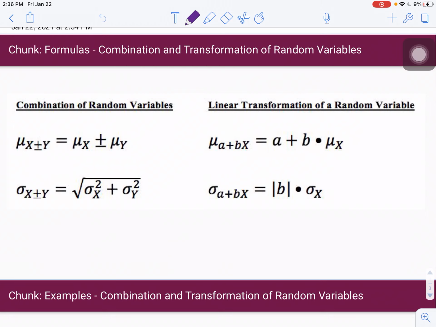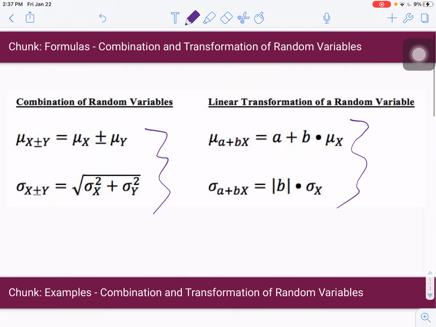Hey, what's up, everybody? I am going to work you through some examples involving the combination and transformation of random variables. So here are the formulas I'm going to use. These are the combination of random variables formulas, and then these are the linear transformation of random variable formulas. So we'll look at a couple examples below.